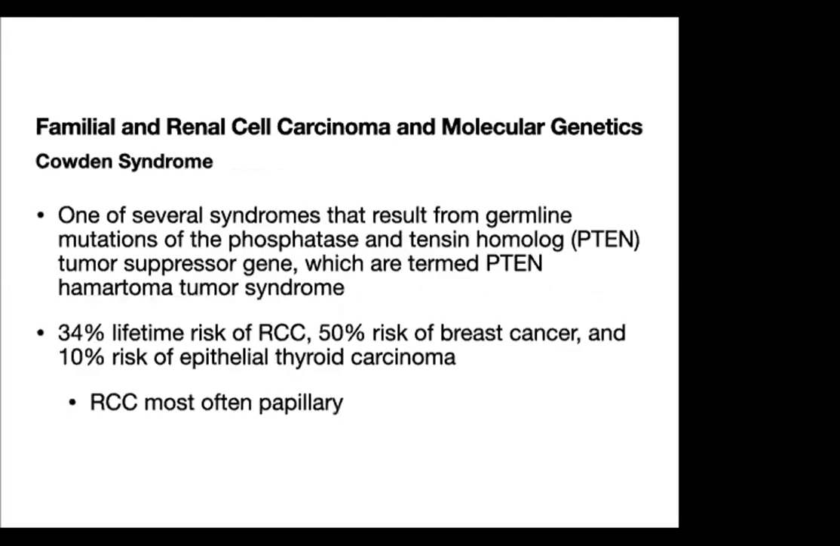Next is your Cowden syndrome, which is one of several syndromes that result from germline mutation of the phosphatase and tensin homolog, or PTEN, tumor suppressor gene. It has a 34% lifetime risk of RCC, 50% risk of breast cancer, and 10% risk of epithelial thyroid carcinoma.